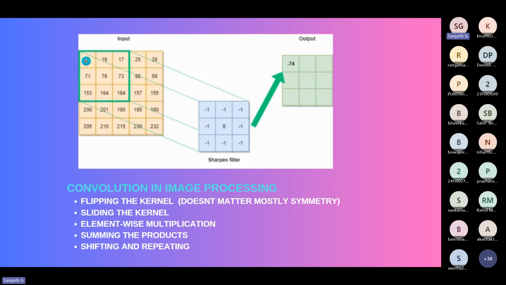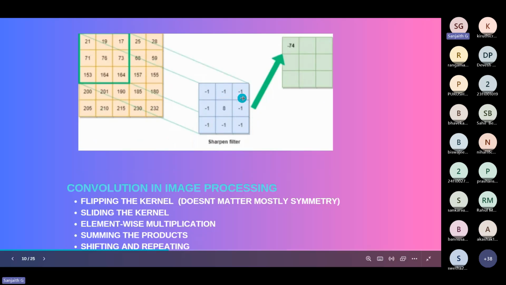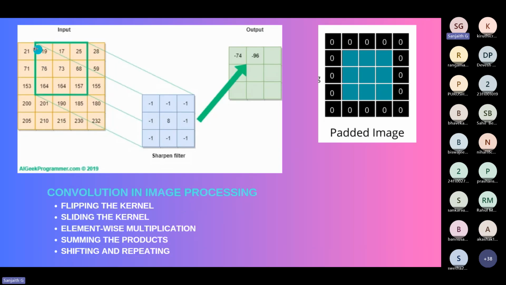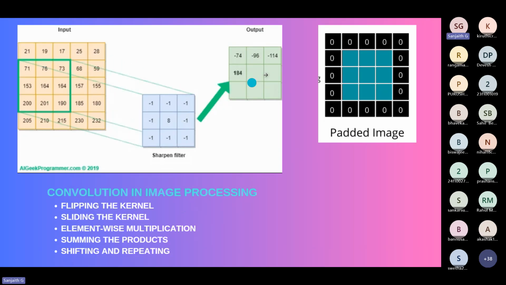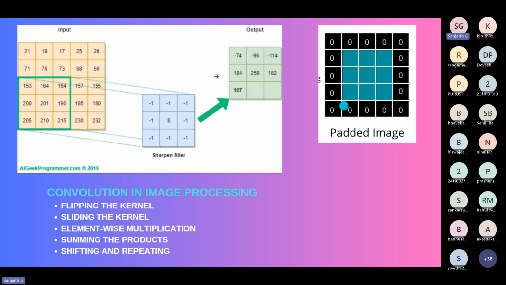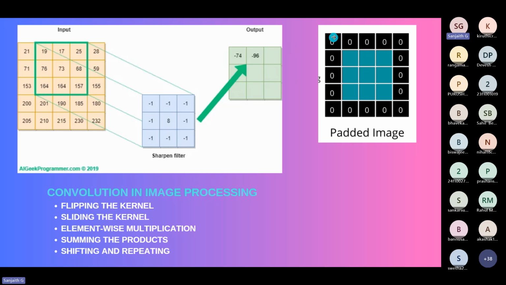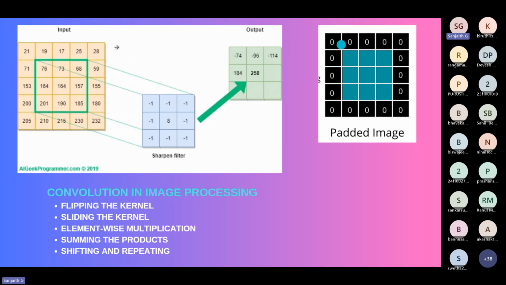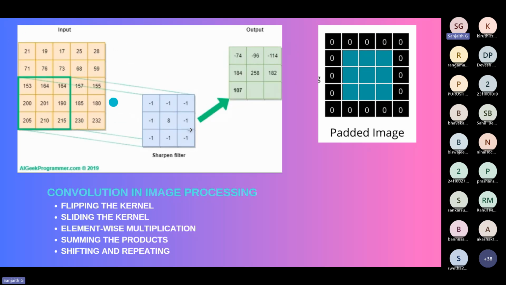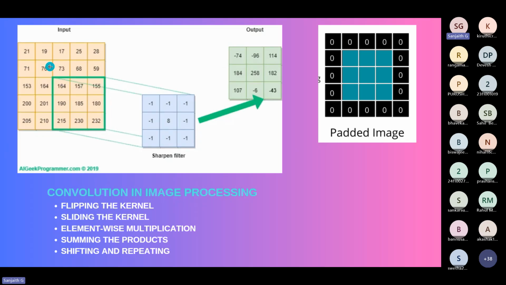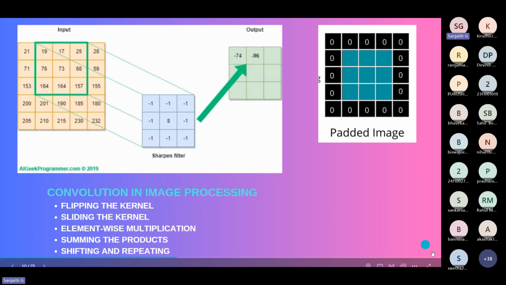So it is nothing but multiplying corresponding elements: the first element is multiplied with the first element here, the second with the second, and you add it up. You get the final result for this part to be minus 74. Then you move it across each and every 3 into 3 cell in this image and pass the values here. After convolution, the size of the image will be reduced. For that, you do padding: you add extra zeros in the border and do the same convolution operations to get the output image in the same size as the input image. Is that fine?